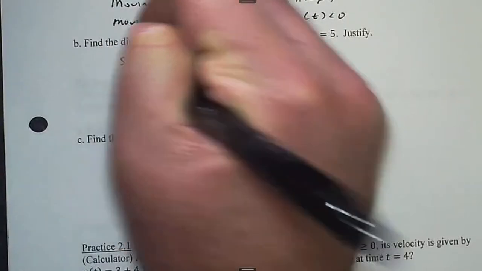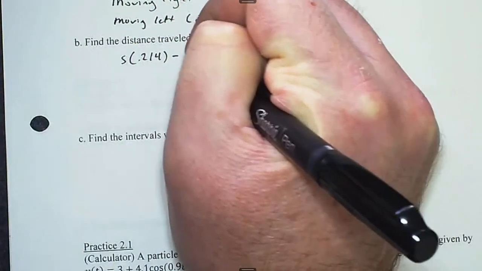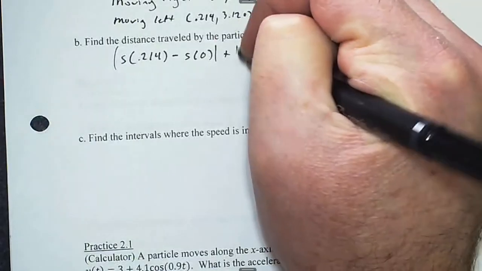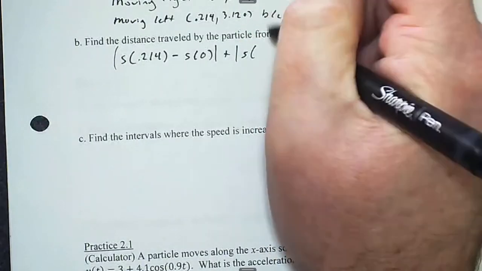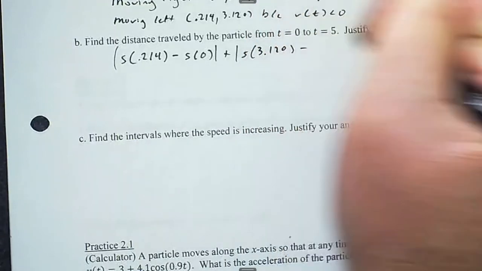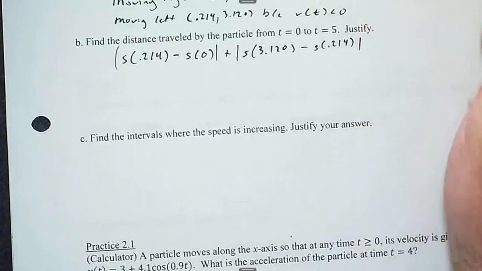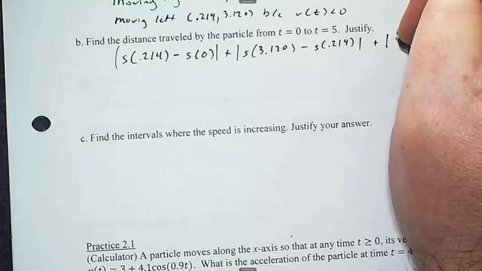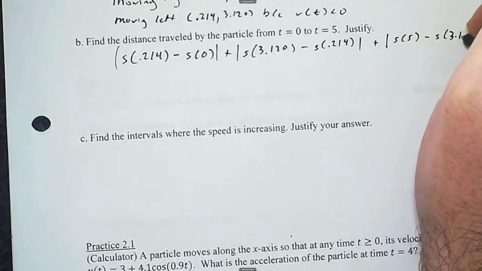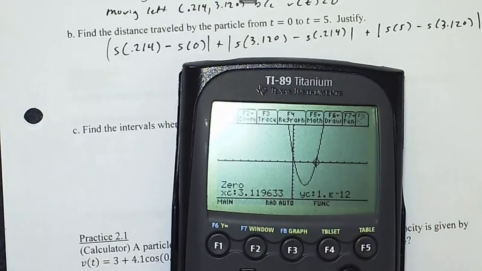So we'll do the absolute value of s of 0.214 minus s of 0, plus the absolute value of s of 3.120 minus s of 0.214, and that one's going to be a negative interval because it was moving to the left. Plus we'll do the change in position from 3.120 to 5. All right, so we'll do that.